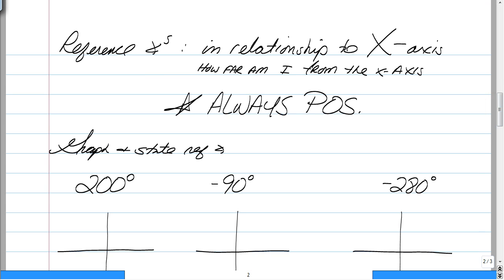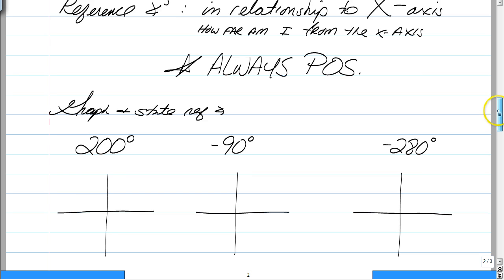Reference angles. Now this is a little bit different. There's a couple rules about reference angles. First of all, it is always in relationship to the x-axis. You're always going to say, how far am I from the x-axis from where I'm at right now? And it's always a positive angle. And it's always acute as well, because you're taking the closest distance.